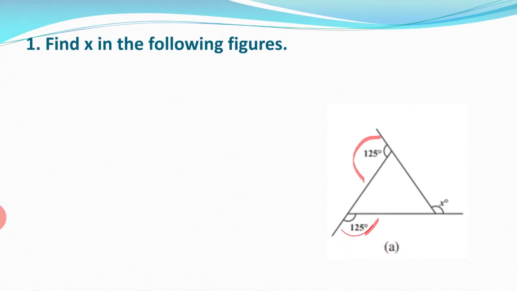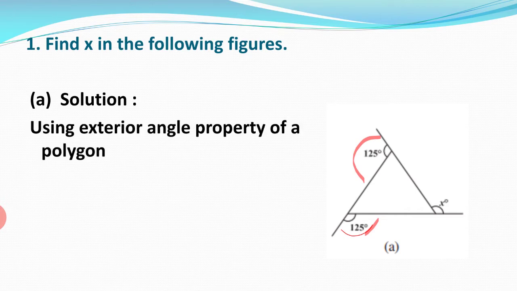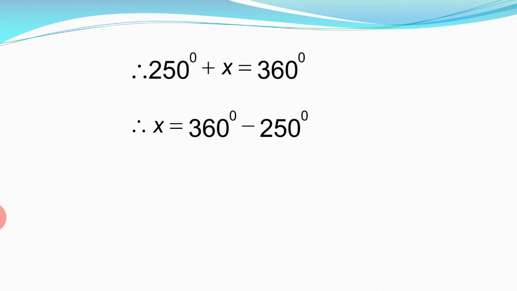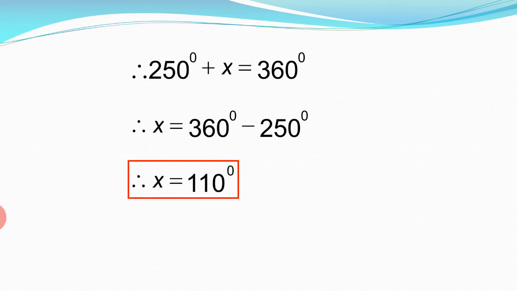So let us solve it. So we write, using exterior angle property of a polygon, 125 degree plus 125 degree plus x is equal to 360 degree. Now 125 plus 125, it will become 250 degree plus x is equal to 360, and hence x is equal to 360 degree minus 250 degree. So x is equal to 110 degree. Highlight the answer.